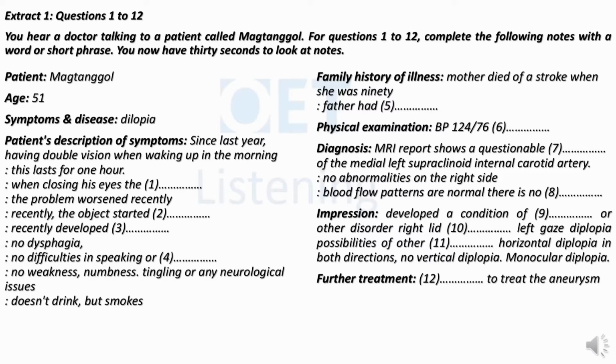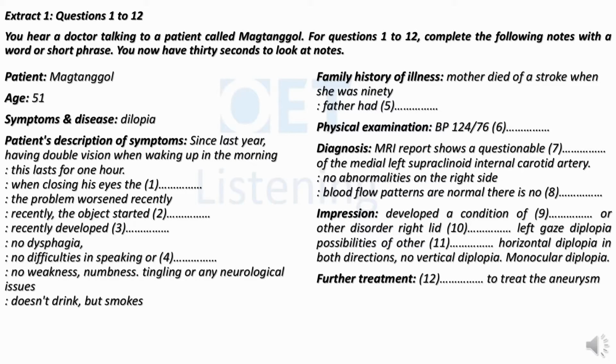I've also discontinued my job due to the diplopia problem. There's no temporal fluctuation to the double vision. Very recently, over the past week, I've developed supraorbital pain on the right side. Your age? 51, Doctor. Do you have any problems with swallowing or dysphagia? No, Doctor. Any weakness, numbness, tingling, or any neurological issues? No, Doctor. Do you have any difficulty in speaking or dysarthria?